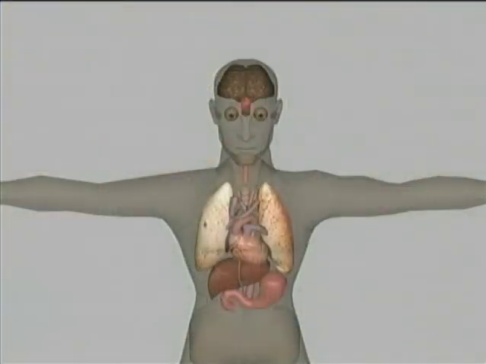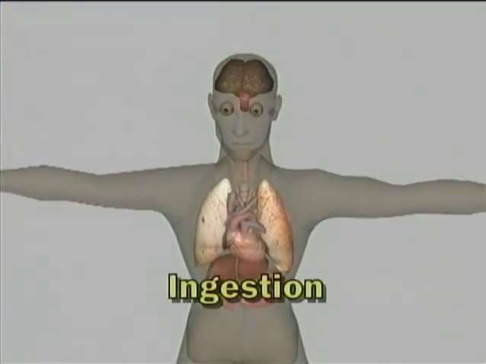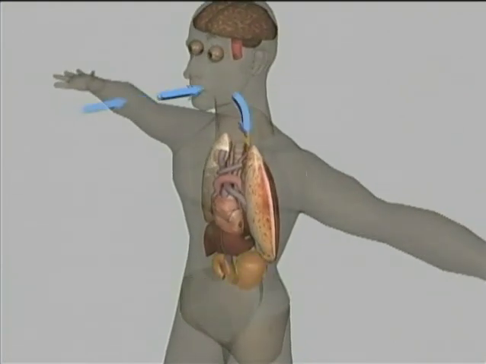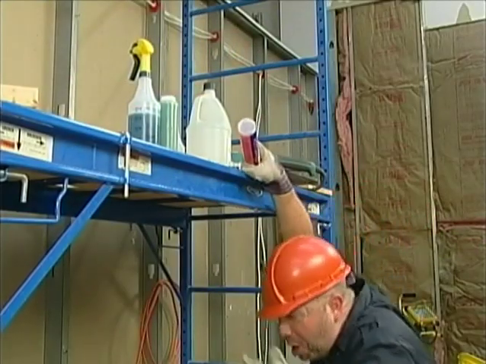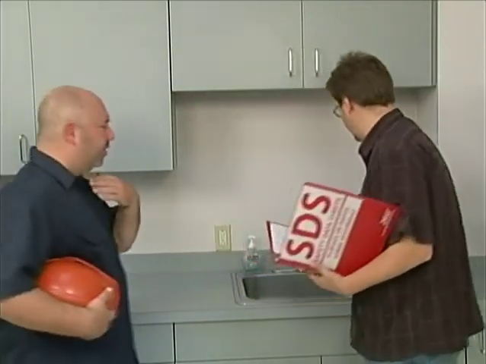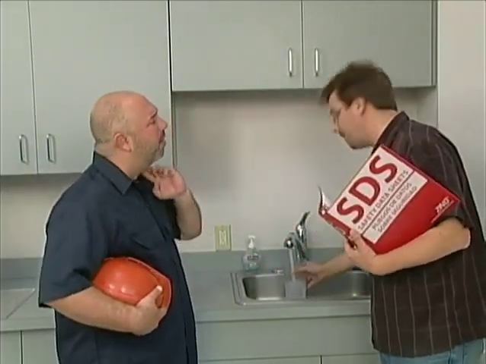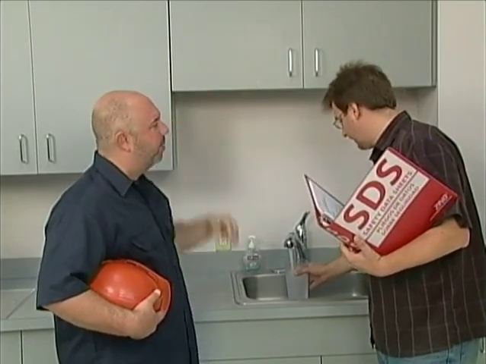The third route of entry is ingestion, or swallowing, and can be extremely dangerous. If this occurs, consult the SDS immediately. It may be necessary to dilute the chemical with water or milk or induce vomiting. However, in some cases, vomiting may cause more damage, so read the SDS carefully.